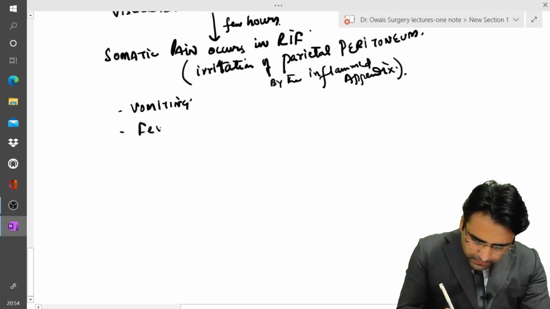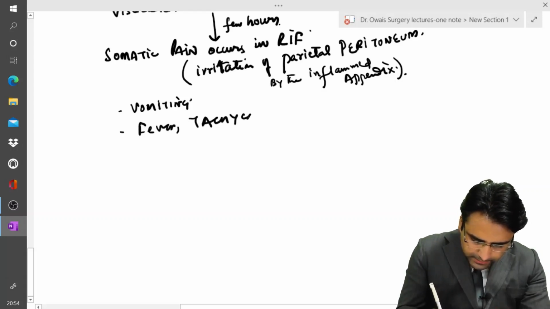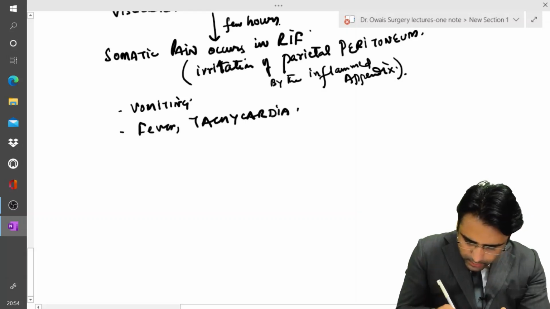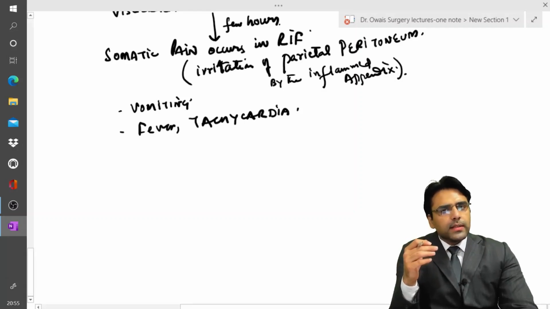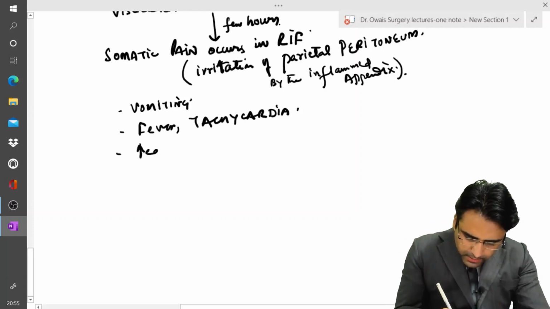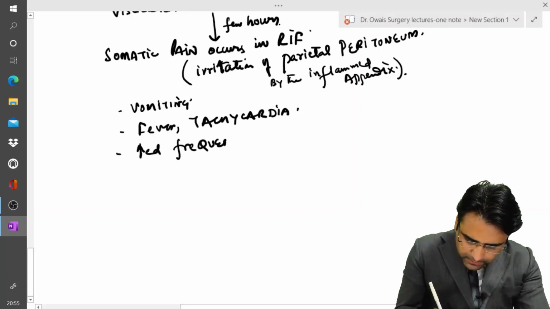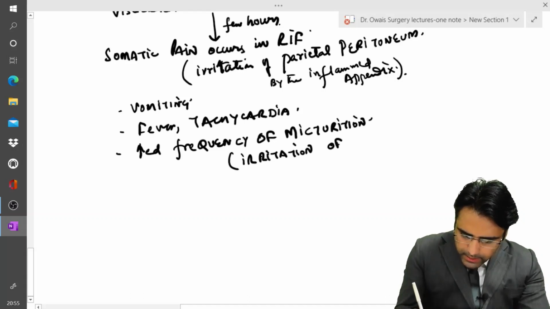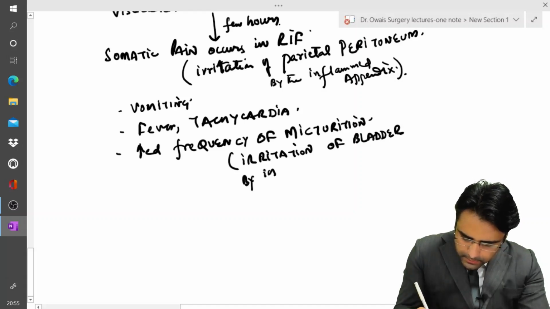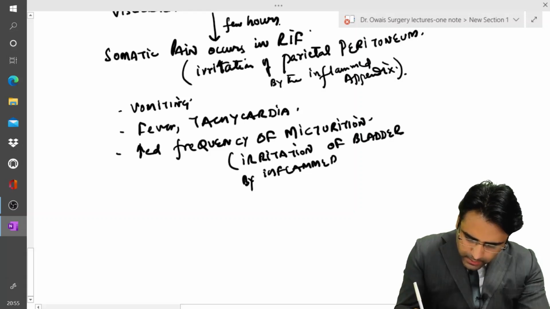Then the patient may have fever, tachycardia, and sometimes increased frequency of micturition, and this is due to irritation of the bladder by the inflamed appendix.